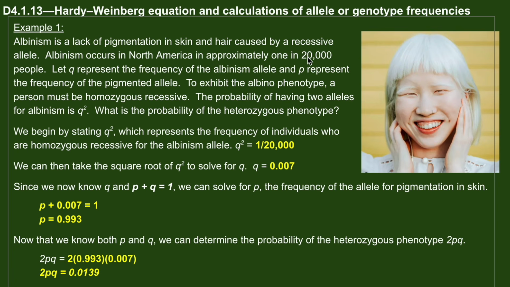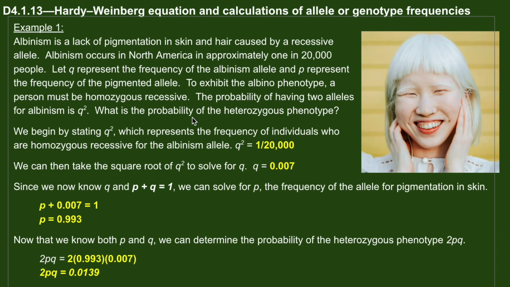In this case, it's given as 1 in 20,000 people. So we're going to begin by stating that our q squared is 1 in 20,000. So we can then solve for q by taking the square root of both sides. Using a calculator, I found out that q is 0.007. Next step, once you have q, you can solve for p because remember, p plus q equals 1. So I just subtract the q I just solved for from 1 to get my p. Now, once I have p and q, I can give anything that the question asks.